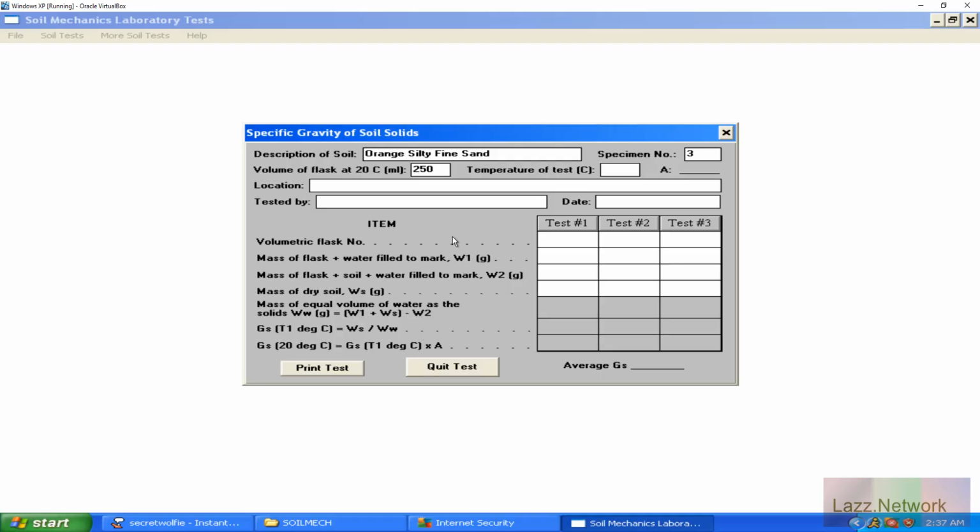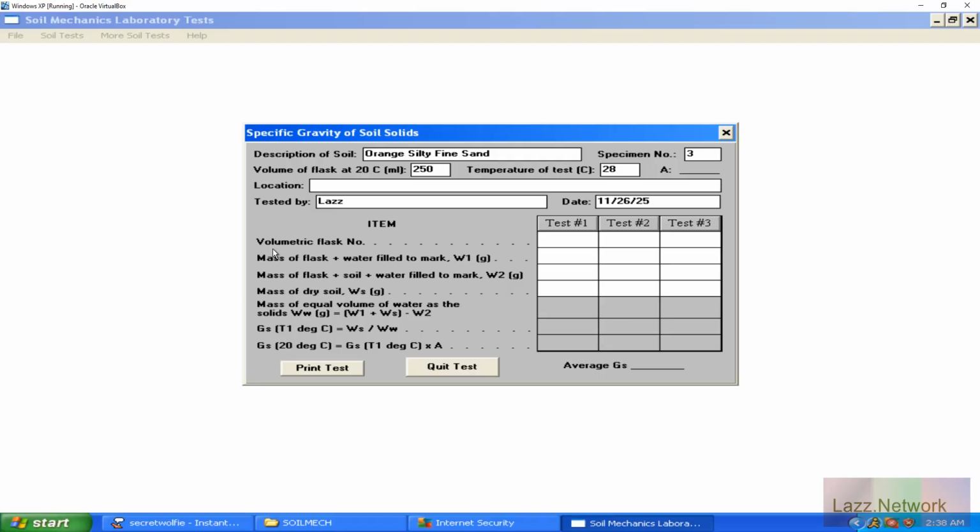material. So, okay, we got the temperature of the test in degrees Celsius, which I have. For this one, this was at 28 degrees Celsius at that time. Location, I don't really have one. Tested by yours truly. And the date, we'll just use today's date.